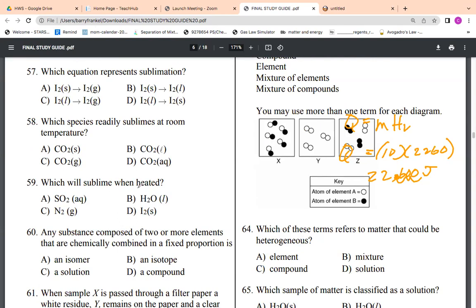Okay, which will sublime when heated? Iodine. Again, your two examples are carbon dioxide and iodine.